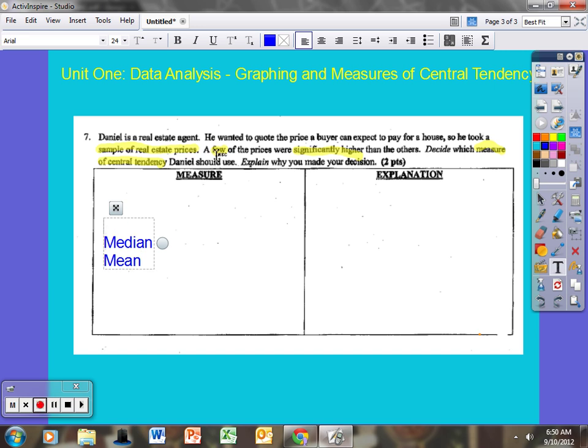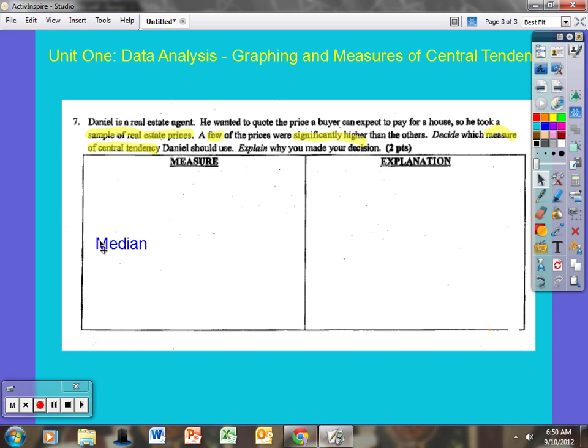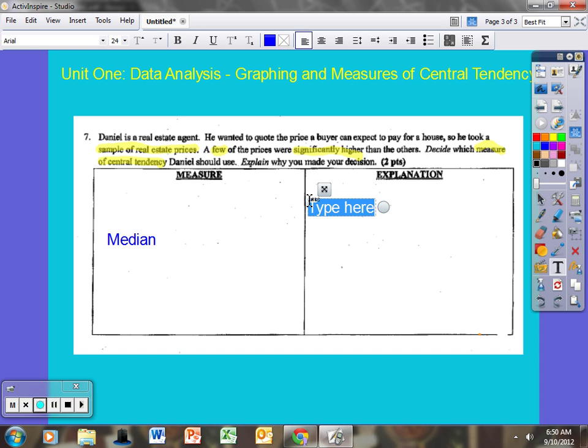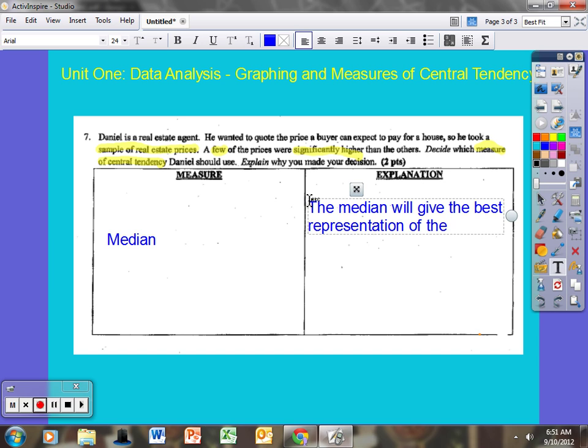Now again, a few of those prices are higher, so that will pull the mean up. So the mean is not really a good representation of the data. So I will go with the median, because the median will eliminate those higher prices and give me a more accurate representation of the data. So over here, the median will give the best representation of the prices for the homes.